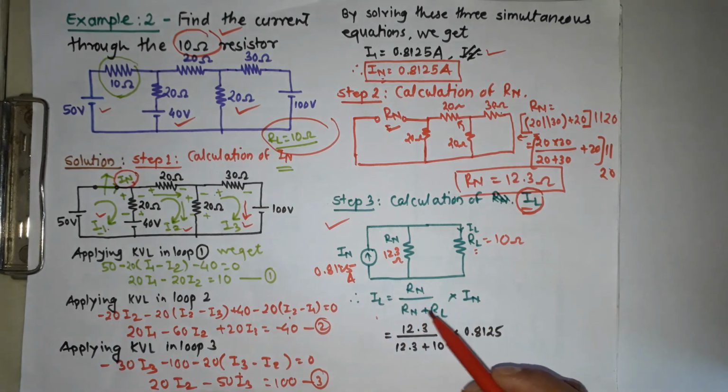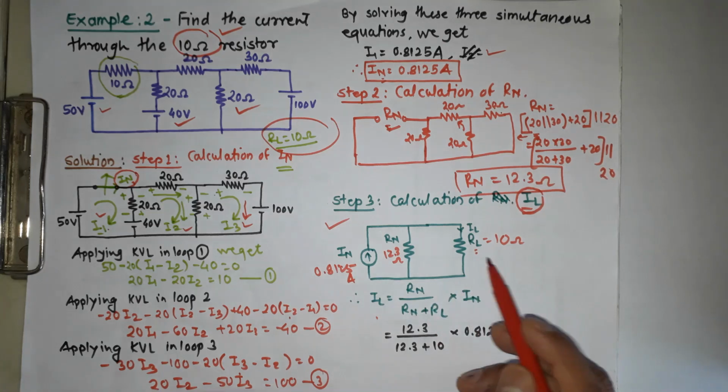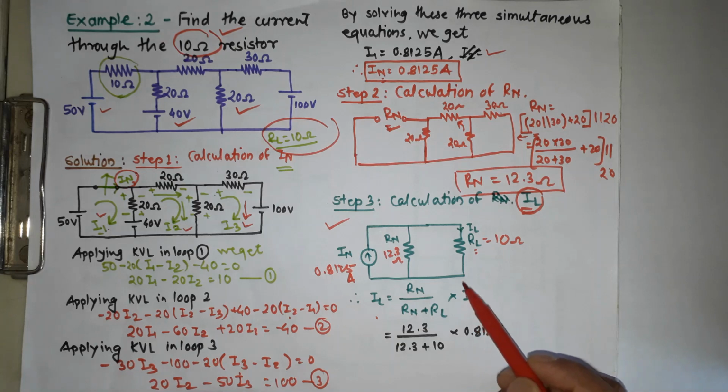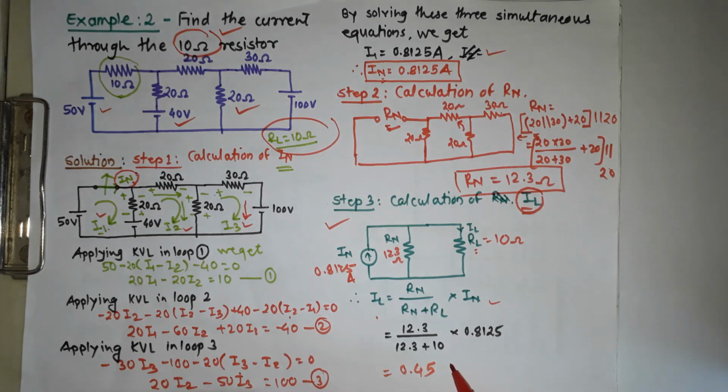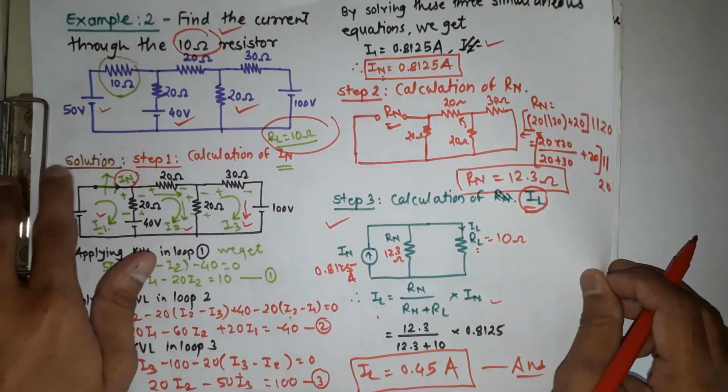By using this formula, we have to find the IL. By using the current division rule, RN divided by RN plus RL into the IN. So by putting all these values here, we got IL is equal to 0.4545 ampere. So this is the final answer for the load current, that means current through the 10 ohm resistance. Thank you. Now we will see the next example.